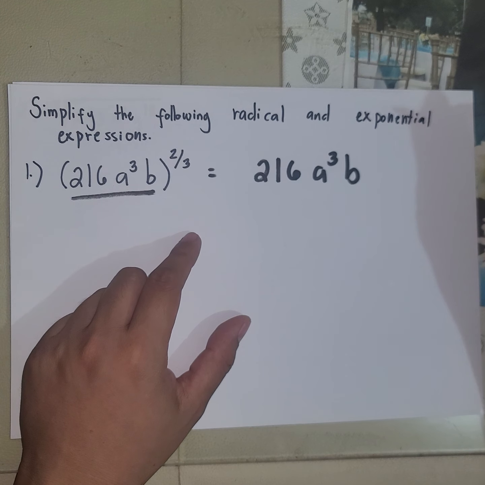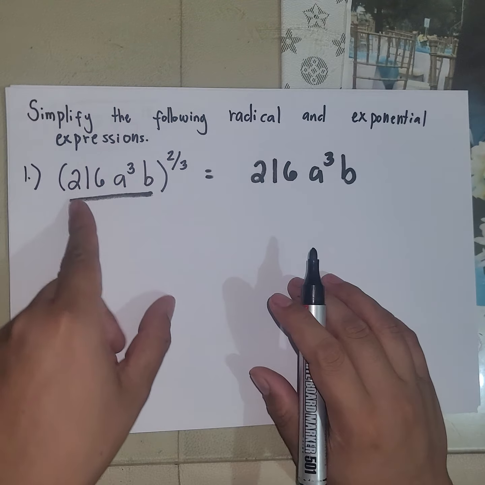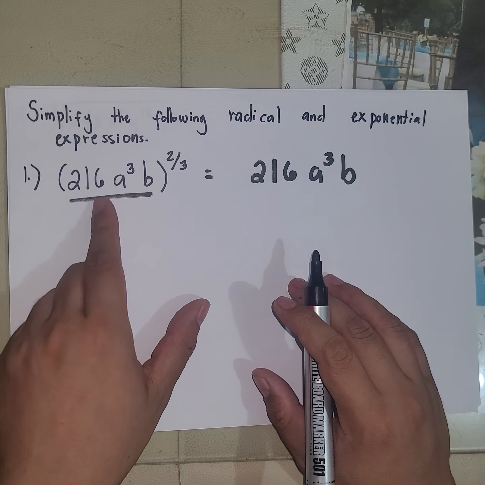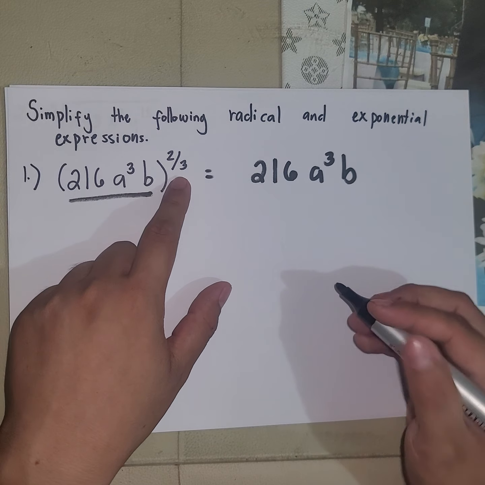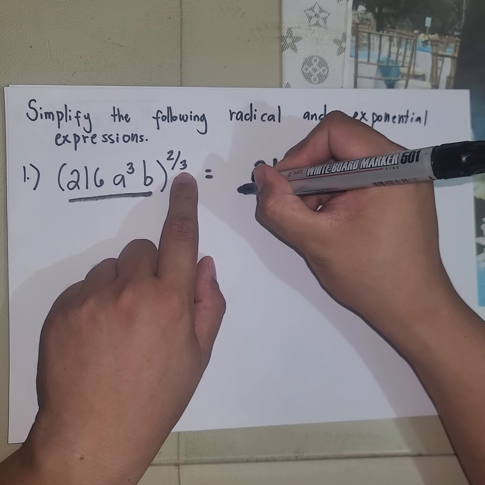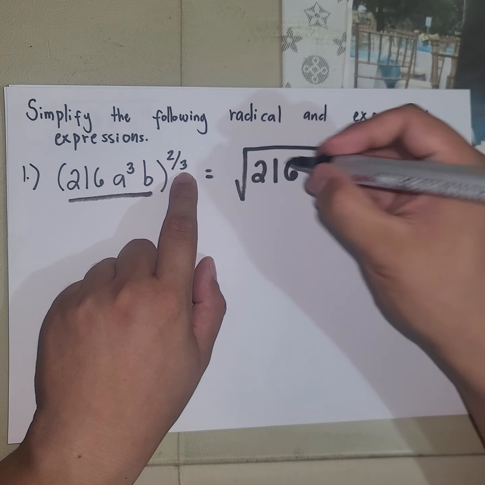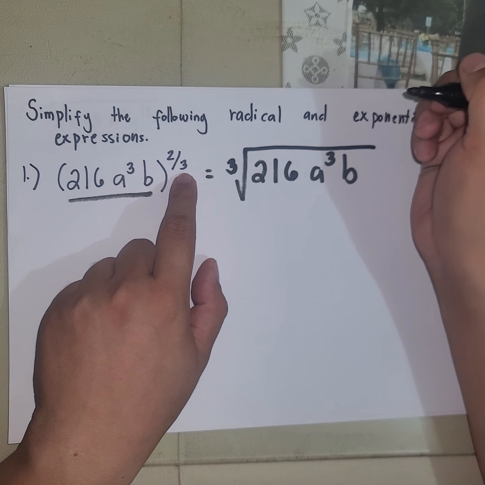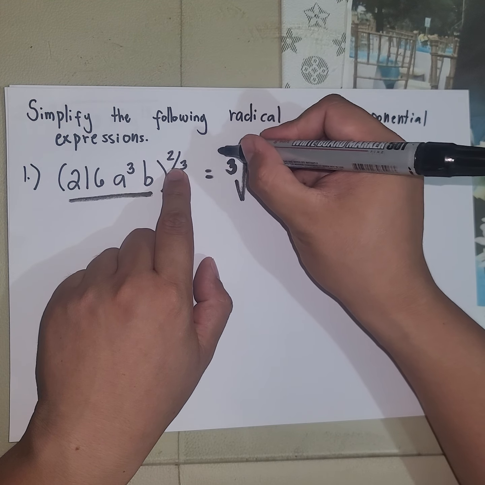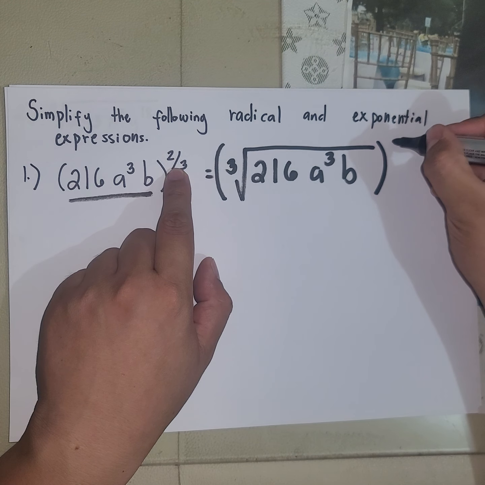And then, we have the cube root. Ibig sabihin, this whole expression here, naka-raise siya ng 2/3. So, we have 3 here na denominator, so cube root yung ating root. Lagyan nyo ng 3 yung radical sign natin. How about the 2? Gawa ka ng parenthesis, I-parenthesis mo yung buo and then raise to 2.